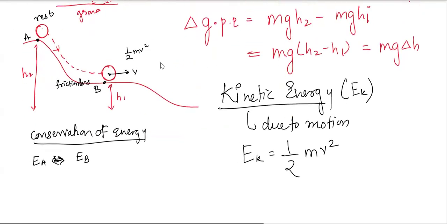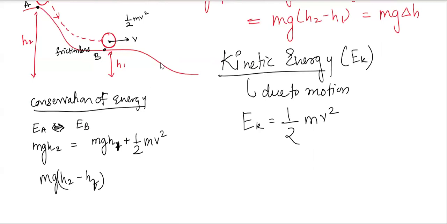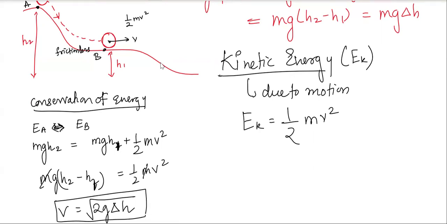So these two quantities will be absolutely equal. Energy can't be lost anywhere. So energy at A will be mgh2, while energy at B is both things. It will have kinetic energy plus potential energy, so mgh1 plus half mv square. If I take this term here, I will get this term half mv square. I can cancel out the m and get v in terms of square root of 2g delta h. This is how we can relate both of these quantities depending on the height.